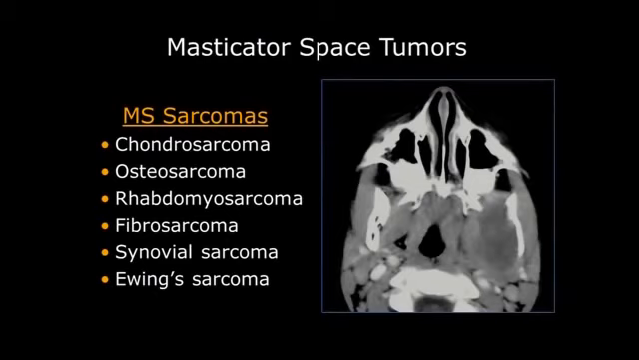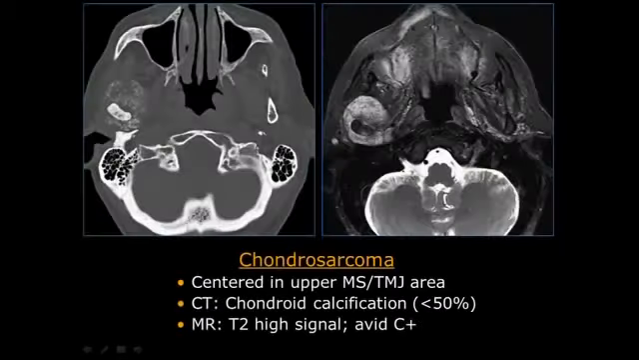So if I see an invasive tumor in the masticator space, this is a child who was treated multiple times for their masticator space abscess until the concept of sarcoma was mentioned. This was a fibrosarcoma. Masticator space is the home of primary sarcoma of the deep face. And so chondro, osteo, rhabdo, fibro, synovial, and Ewing's, I've seen them all, and they mostly like to begin here.